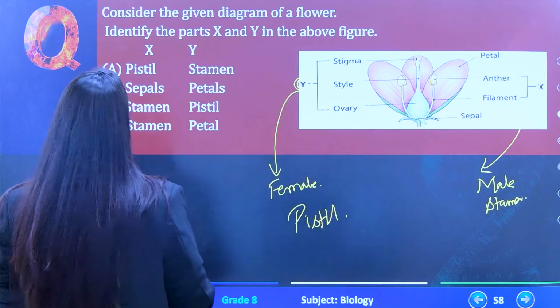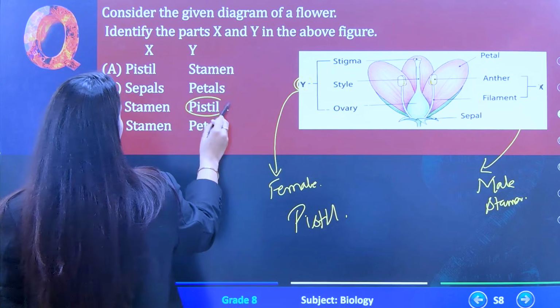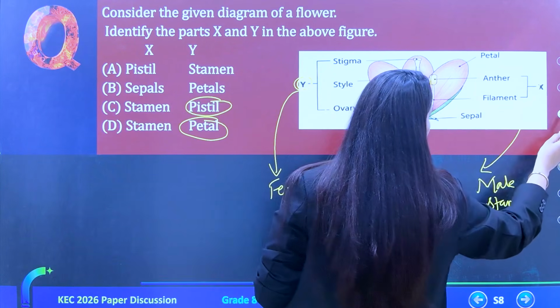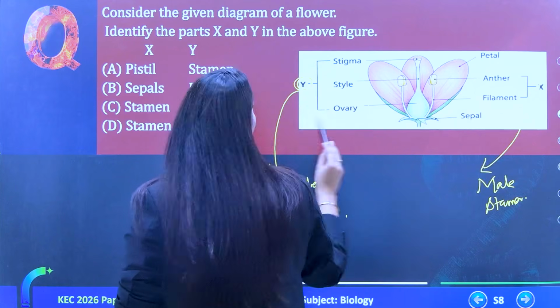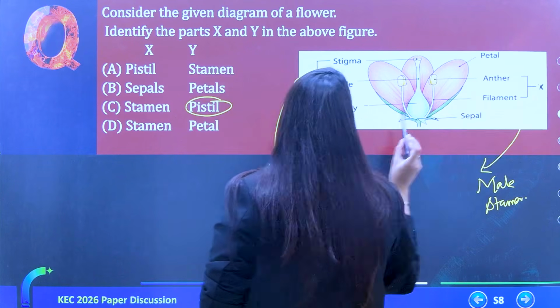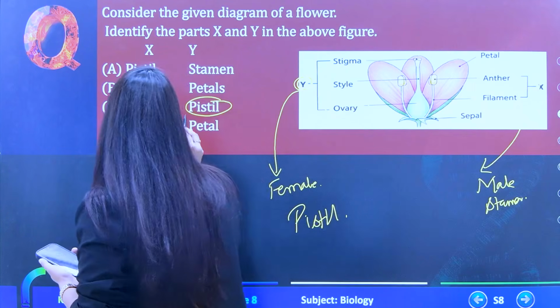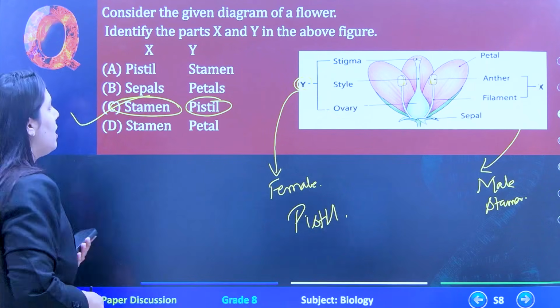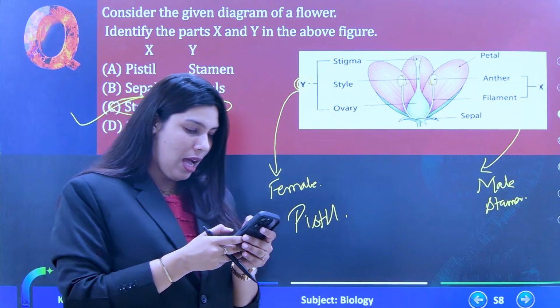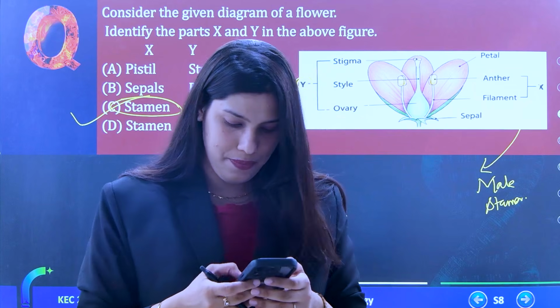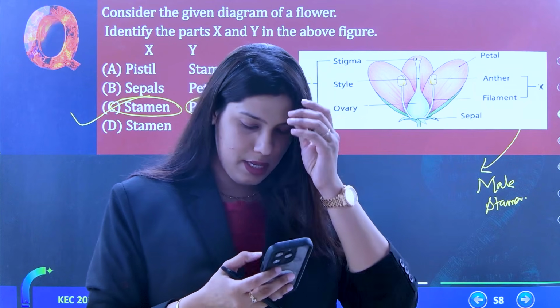So Y will be pistil, and X will be stamen. So my answer is C. The answer is C. Right, everyone?